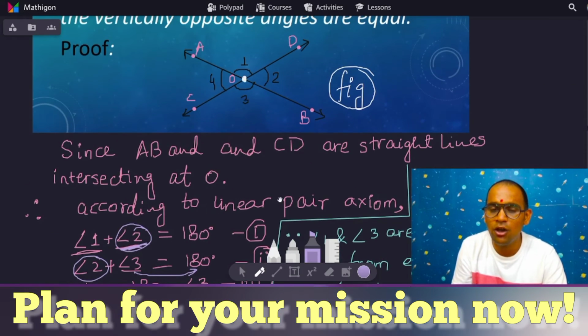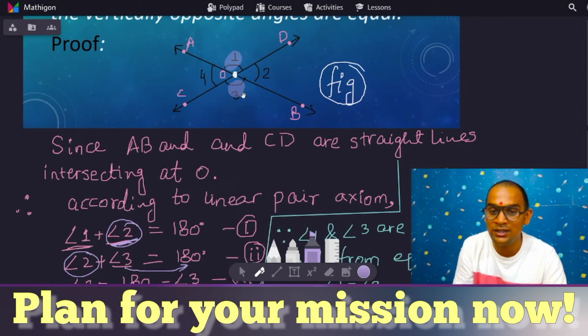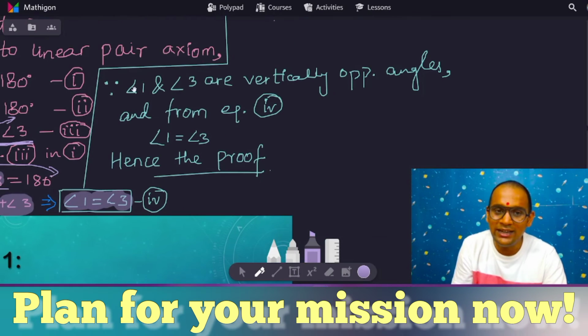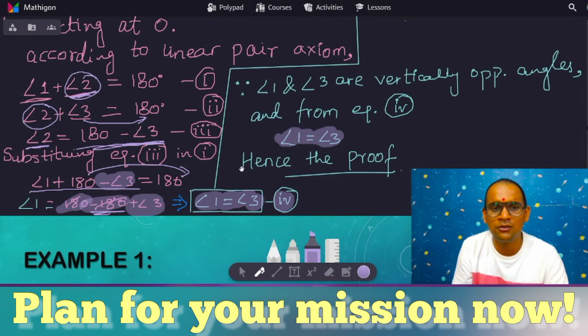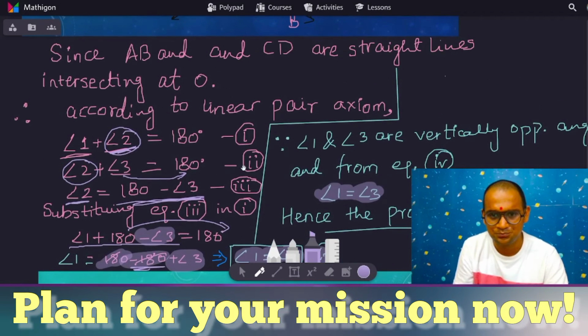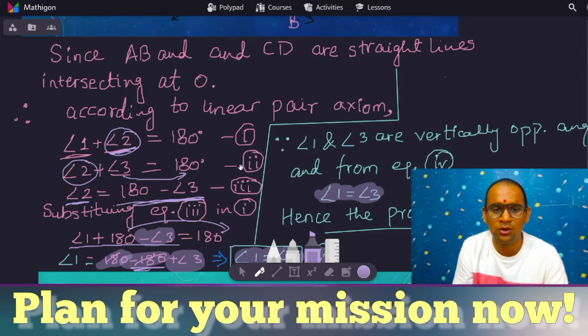Now by the definition of vertically opposite angles, we know that angle 1 and angle 3 are vertically opposite angles. So since angle 1 and 3 are vertically opposite angles, and from equation number 4 we have already shown that angle 1 equals angle 3, hence the proof for the theorem, because that is what we started to prove, right? We were proving that vertically opposite angles are equal, and we have shown it here. So hence the proof. That is one of the perfect ways to write the proof. If you want to take a note of this, quickly pause the video, take a note, and let's move forward.